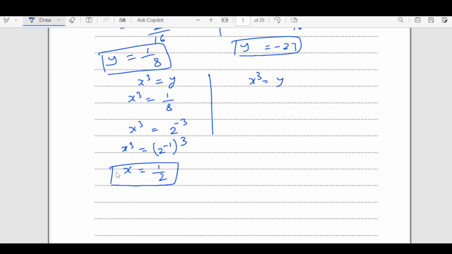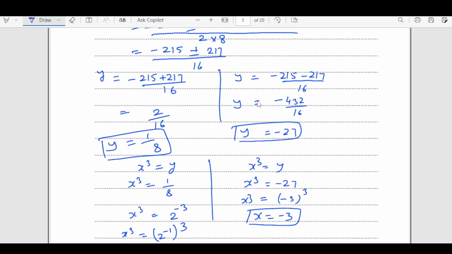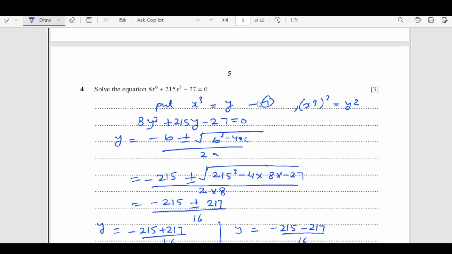So one value is 1 over 2. Let's see the other one. x cubed is equal to negative 27, and negative 27 can be written as negative 3 to the power 3. So x is minus 3. So these are the two values of x for this equation.